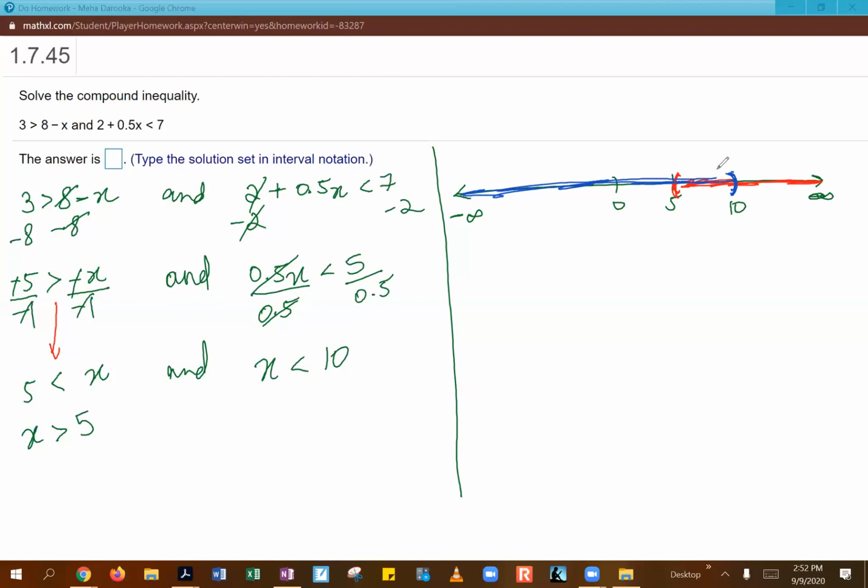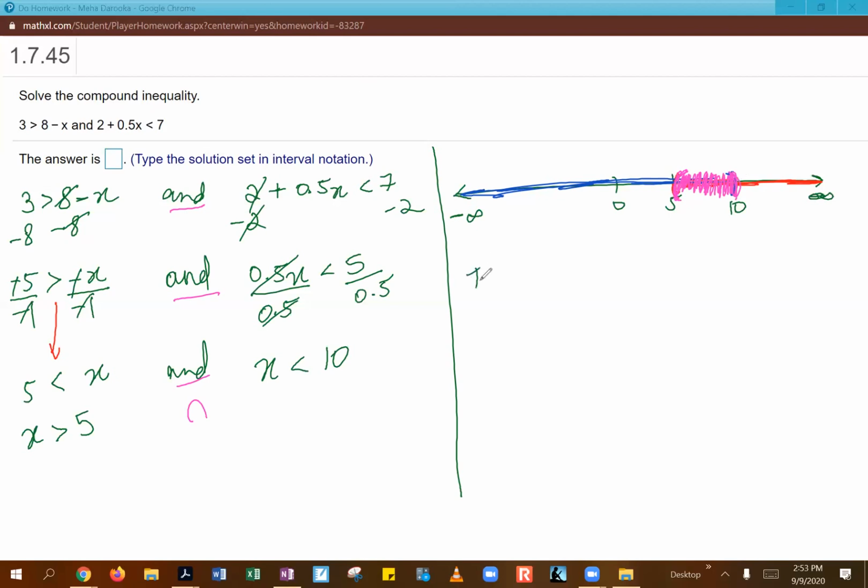So you will notice here, since this is an and inequality, with the and inequality, we are talking about intersection. So that means only where the overlap happens is what you include in your answer set. So as you will see, the overlap is happening between the 5 and the 10. So this is the area that is going to satisfy our compound inequality here. So we are looking at numbers between 5 and 10.